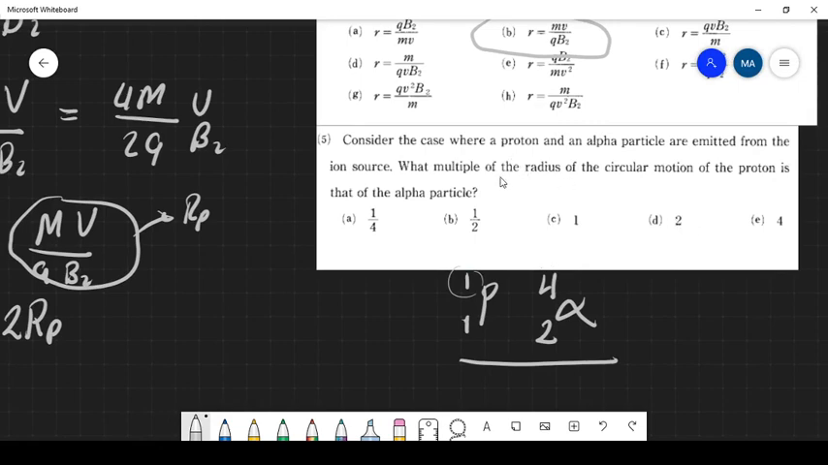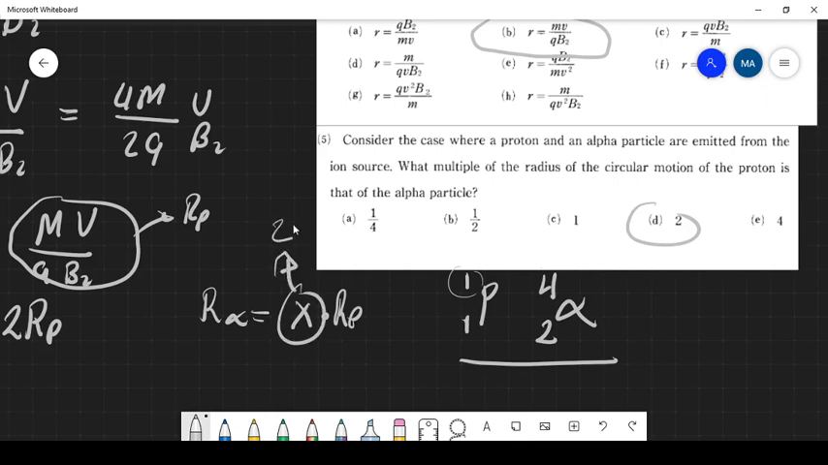Consider the case where the proton and an alpha particle are emitted from the ion source. What multiple of the radius of the circular motion of the proton is that of the alpha particle? So it is 2. He's asking you what multiple of the radius of the circular motion of the proton is that of the alpha particle. This one over here is 2.